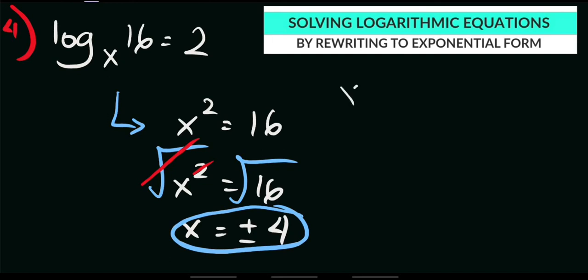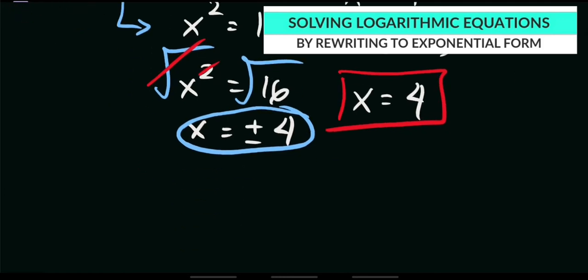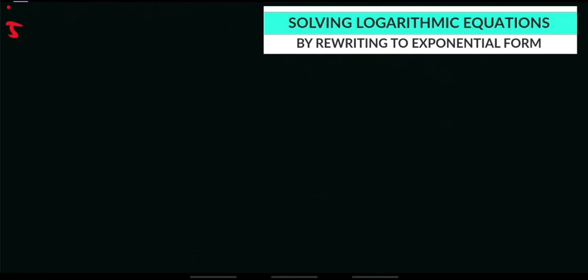Why? If we use x as negative 4 as our base, again, according to the concept of exponential function, the base of an exponential function must be greater than 0, and that is not equal to 1. So automatically, all of the negative values are not qualified. Okay, we need to disregard those values. Therefore, x as negative 4 is an extraneous solution. That means x as positive 4 is the correct answer. Okay, that is our final answer for this item number 4. Next, let's try to solve item number 5.